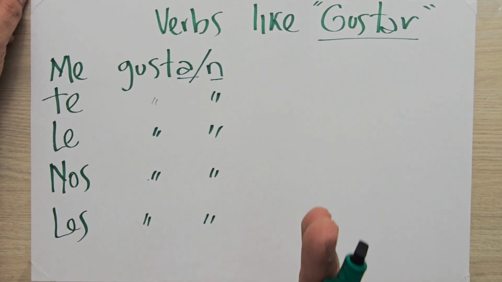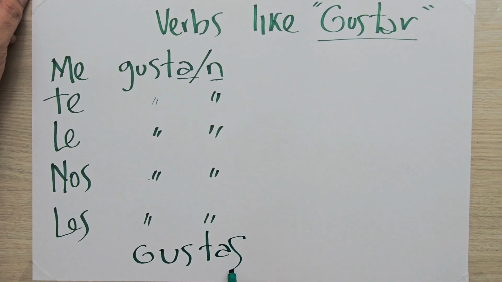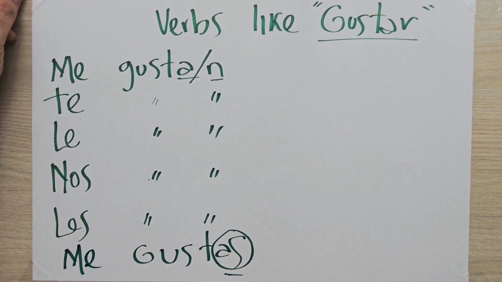There is only one exception that you need to remember when you talk to a person directly, saying, I like you, I'm attracted to you. Then you would say, gustas. So gustas, that ending is only when you're talking to a person directly. And then you would say, me gustas. Me gustas is, I like you, I'm attracted to you.